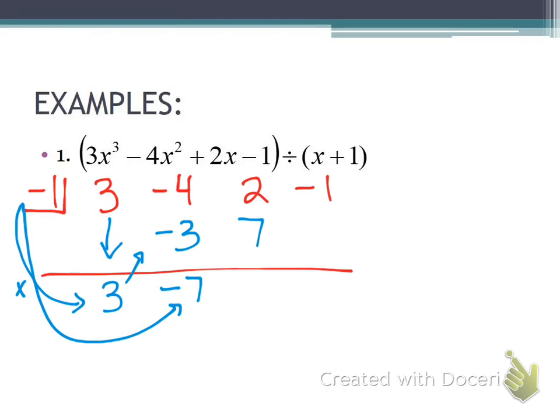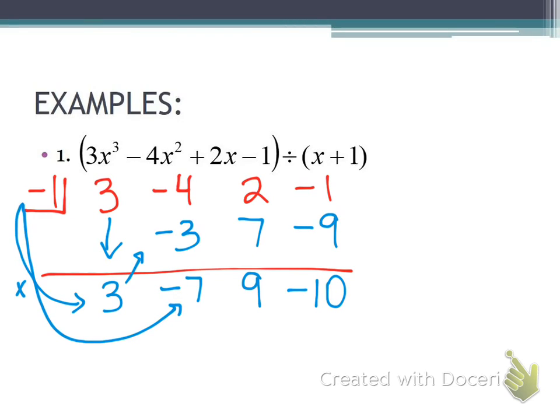What do you think happens now? You add them together. What do we get? A 9. And now we multiply by negative 1. What do we get? We get a negative 9. The negative 9 gets written below the negative 1. And we end up with a negative 10. Questions about that?